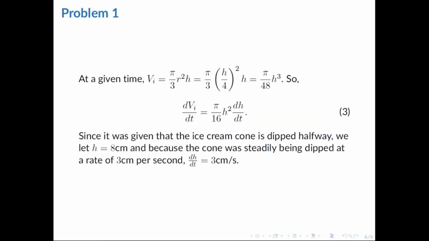Since it was given that the ice cream cone is dipped halfway, we let h be equal to 8 centimeters, which is half of the height of the cone. And because the cone was steadily being dipped at a rate of 3 centimeters per second, we know that dh over dt is 3 centimeters per second.